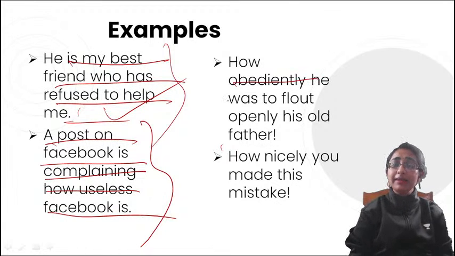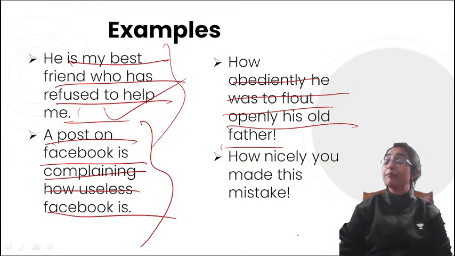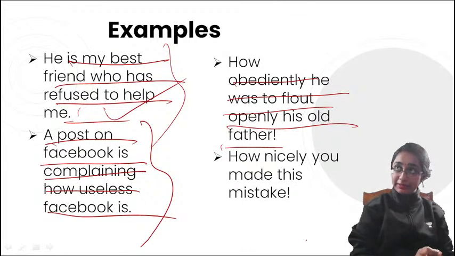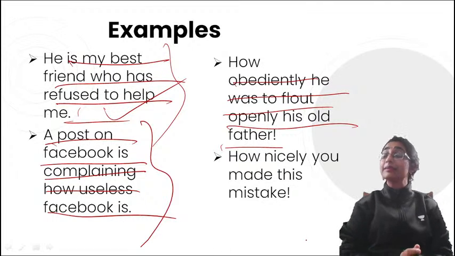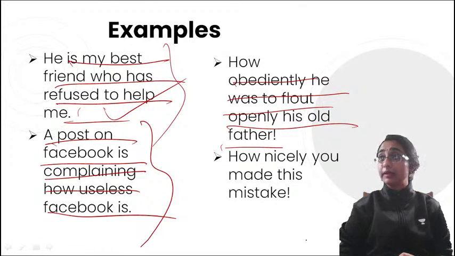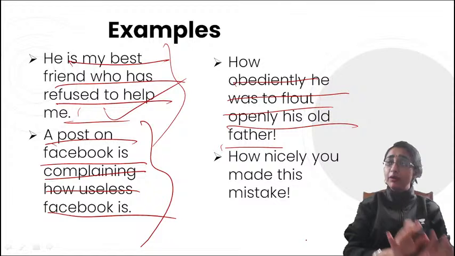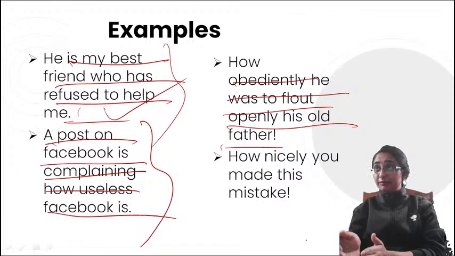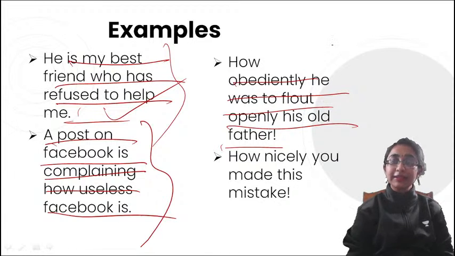Next, how obediently he was to flout openly his old father. This is also an example of irony. In irony, what is said, the opposite is meant. So I am saying how obediently, but this is not a sign of obedience, right? This is a sign of arrogance, because he is openly flouting his old father. That is not at all a sign of obedience, that is a sign of arrogance. But I am saying just the opposite, and I am trying to mean an opposite sentiment. So this is an example of irony.